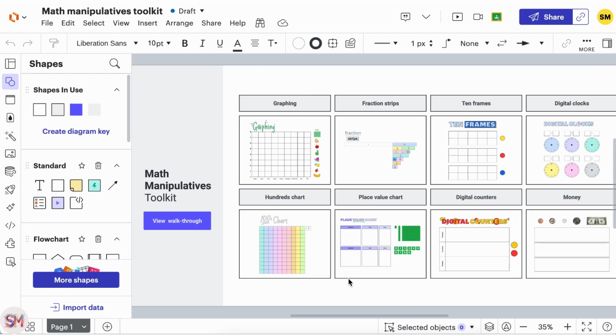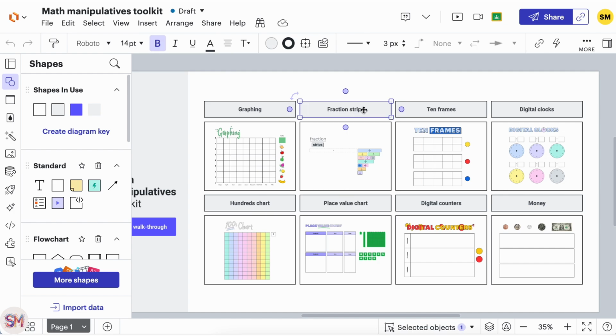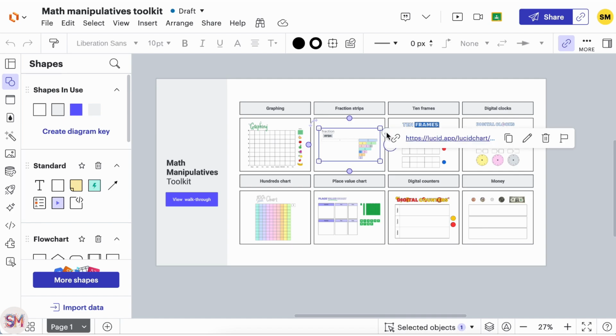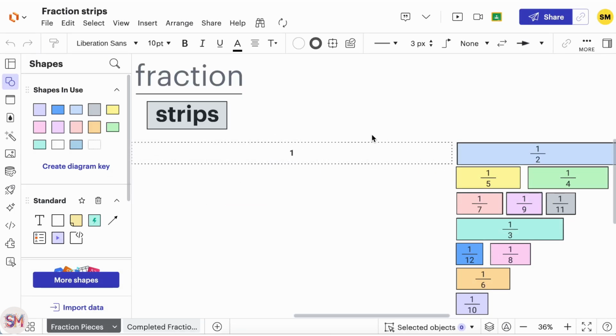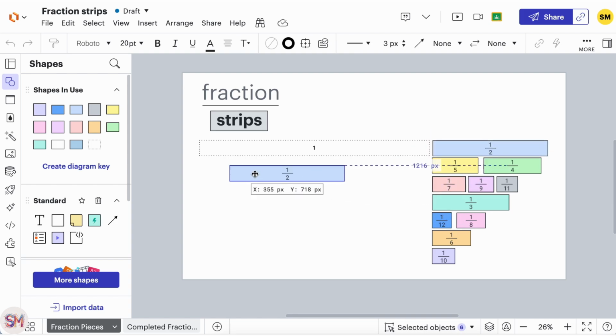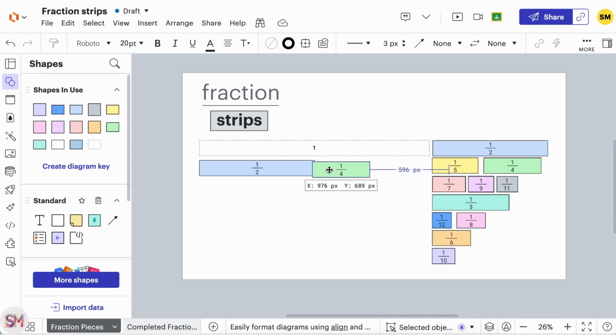The Math Manipulative Toolkit is such a treasure trove. It even comes with its own video walkthrough, but I'm going to show just a couple of things. One of them is the fraction strips. And when you click on the link, it'll bring it in for you, and you can see a whole and all of the different fraction types. And students can drag as many as they need. They can even figure out, let's say, a half plus a quarter equals a whole.